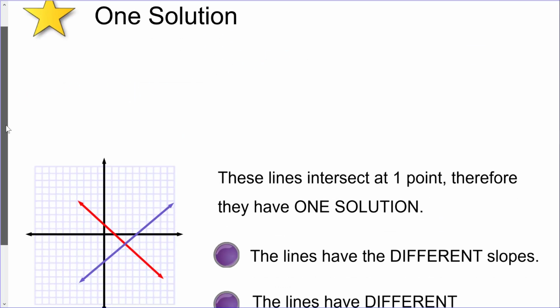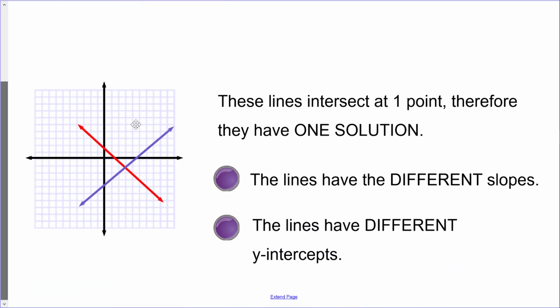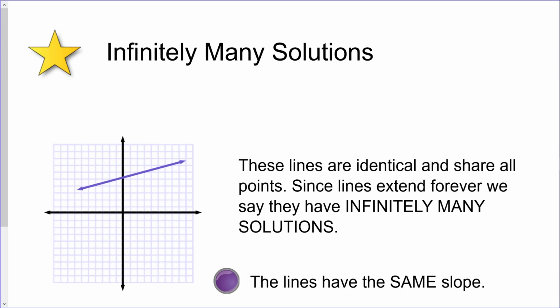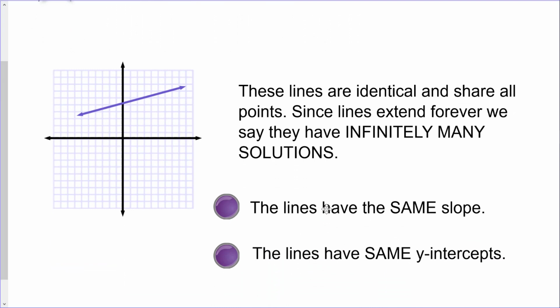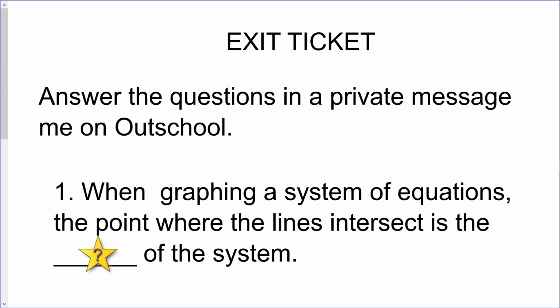Here we have one solution. When the linear system has one solution, they have different slopes. Here, this purple line is a positive slope. The red line is a negative slope. So they have different slopes. And they also have different y-intercepts. When there are infinitely many solutions, the two lines have the same slope and they have the same y-intercept because they are identical.